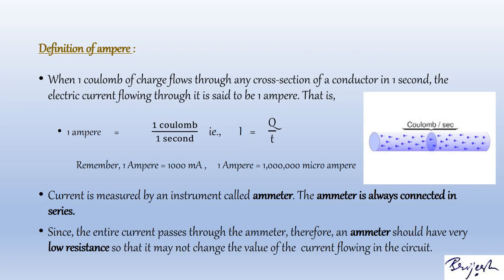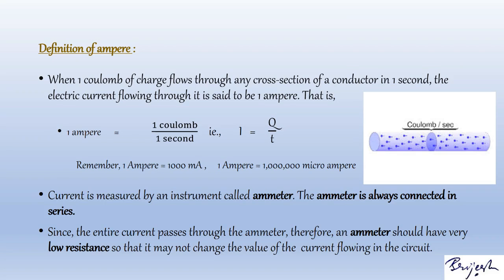So just go through the conversions, like 1 ampere is 1000 milliampere, 1 ampere is 1000 into 1000 microampere. Okay, so current is measured by an instrument called ammeter. The ammeter is always connected in series. Since the entire current passes through an ammeter, therefore an ammeter should have very low resistance so that it may not change the value of current flowing in the circuit.